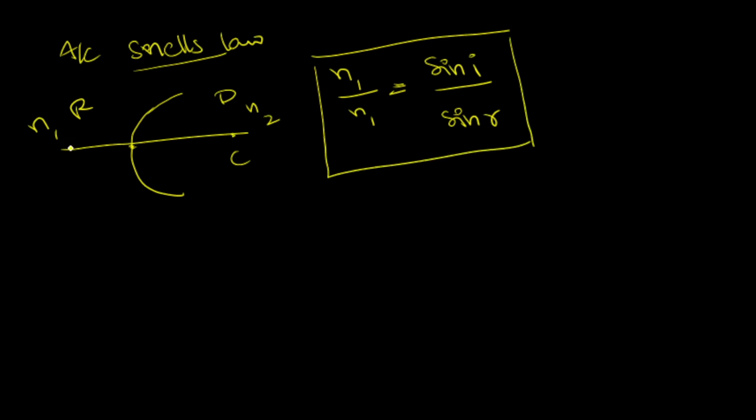Okay, and if this is the incident ray, and this is the normal at this point. This incident ray makes an angle I with this normal. Okay, and after refraction, what happens? This refracted ray makes an angle R with this normal. The refractive index of medium 1 to the refractive index of medium 2 will be equal to the sine of the angle of incidence to the sine of the angle of refraction. This is about Snell's law.